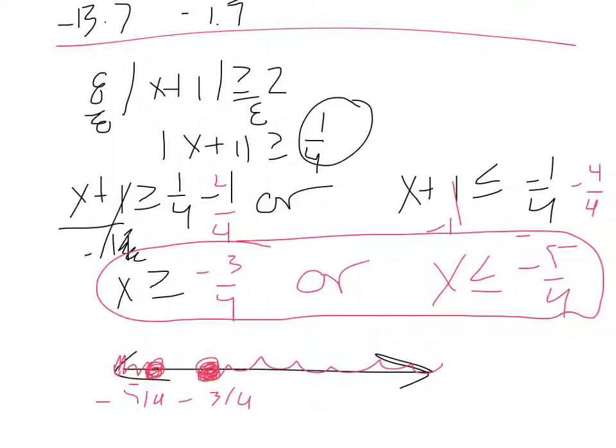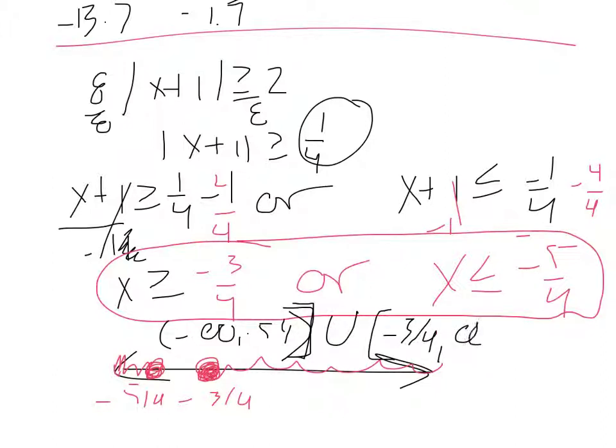Or we could write this as the two distinct disjoint intervals, negative infinity to negative 5/4. Now square bracket, because we're including it, union, we're including negative 3/4 to infinity. Now we're including those in square brackets because we have less than or equal to and greater than or equal to on those ones.